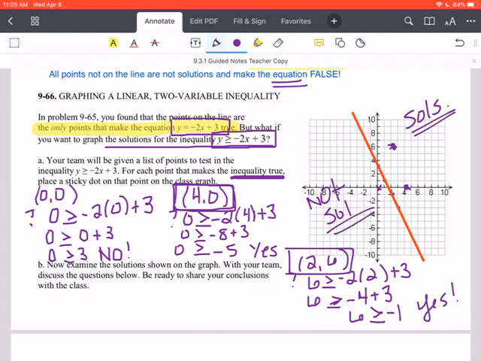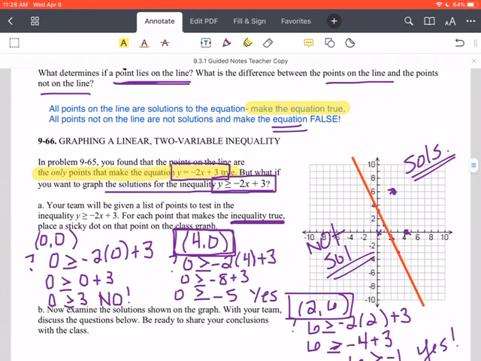But what about on the line? Let's pick a point on the line. Let's pick the y-intercept, (0, 3). Okay, so if we take a look and check, I'm going to do my work up above the graph. We're going to look at, is (0, 3) a solution?